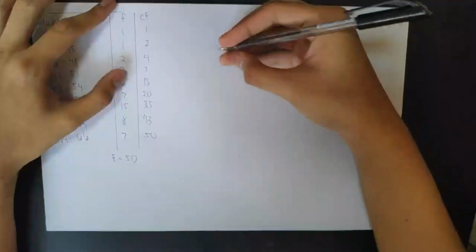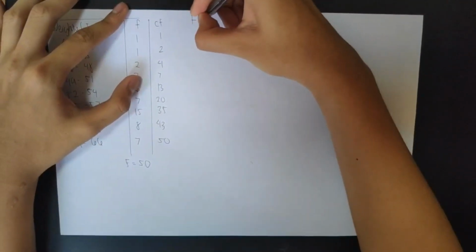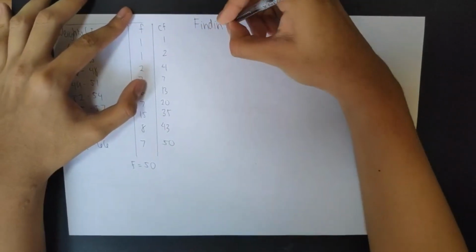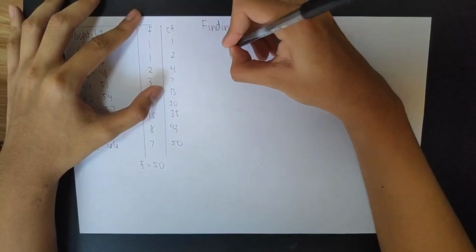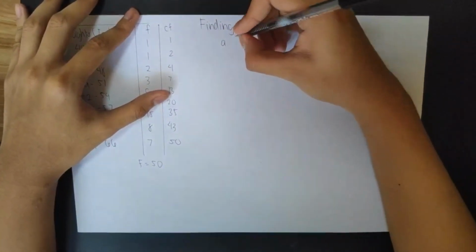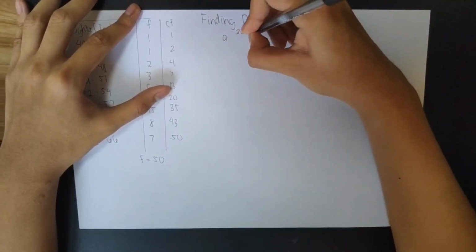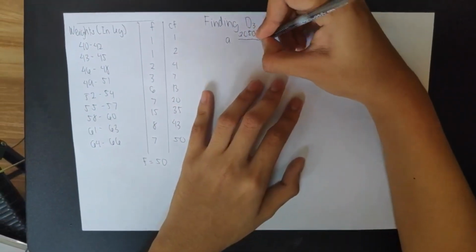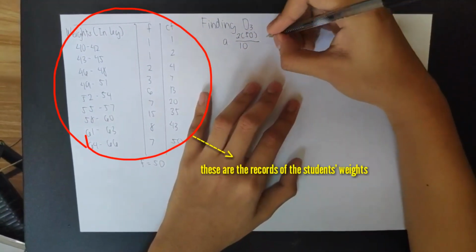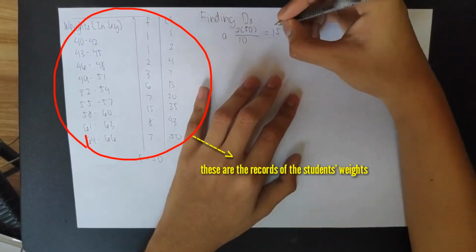So, let's go! We made a scenario so that it will be easier for you to understand. The scenario is you are a school nurse. You have the record of the weights of the 50 high school students written in your notebook. You wanted to know what is the weight of the 30%. This is how you see the decile method in this scenario.